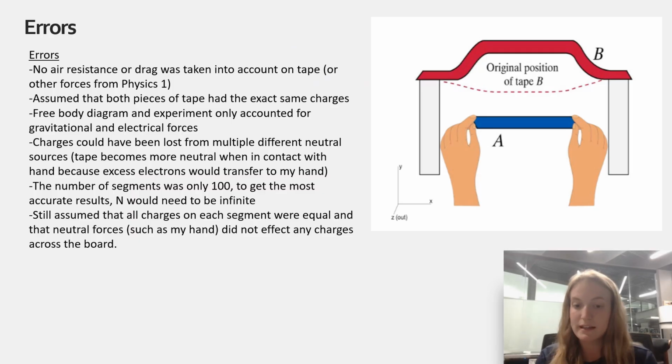There were no other forces taken into account. I also could not really account for any neutral forces such as my hand that touched the tape. We assumed that both pieces of tape had the exact same charges for A and B. Also, the number of segments was only 100, and to get the most accurate results, the number of segments would actually have to be infinite, but I obviously cannot do that or the code would have crashed in this example.